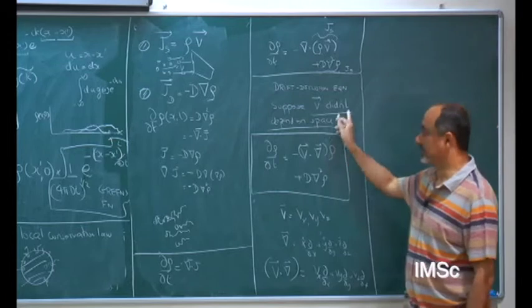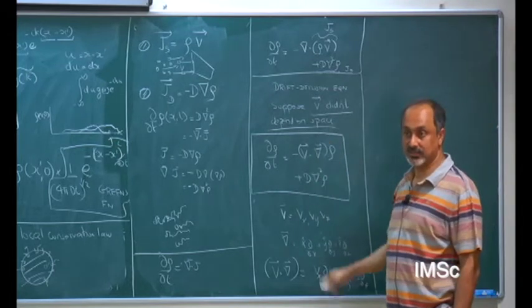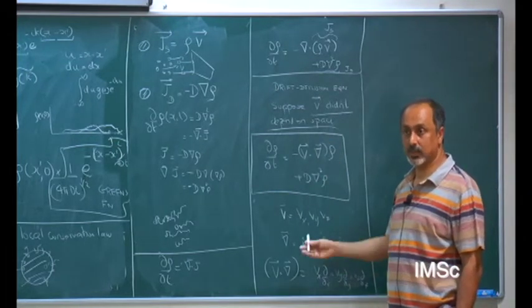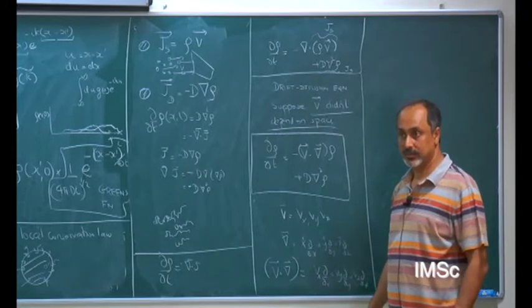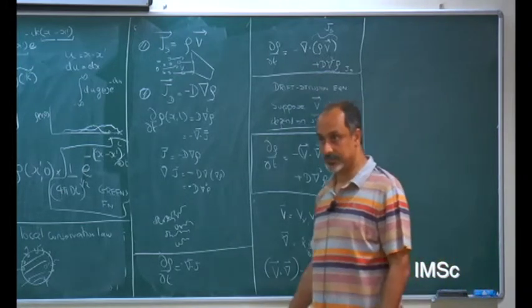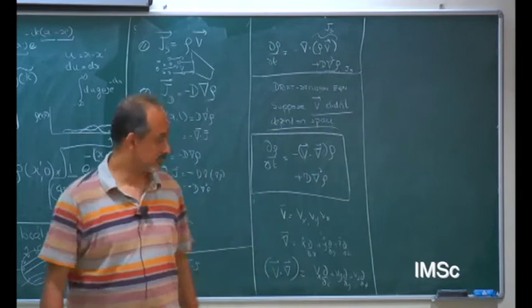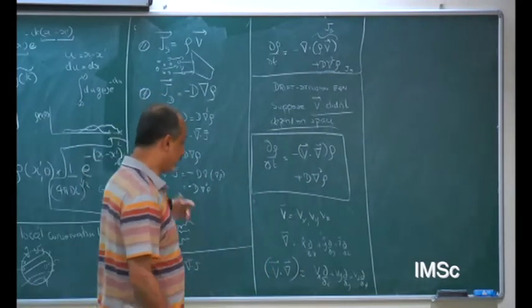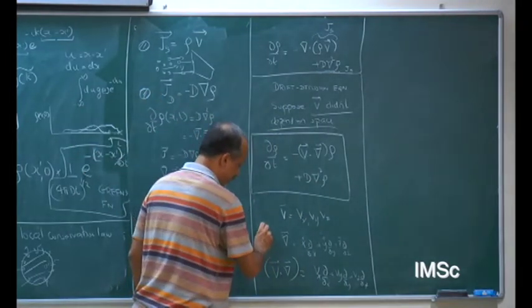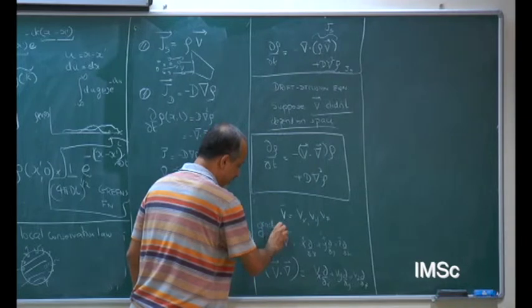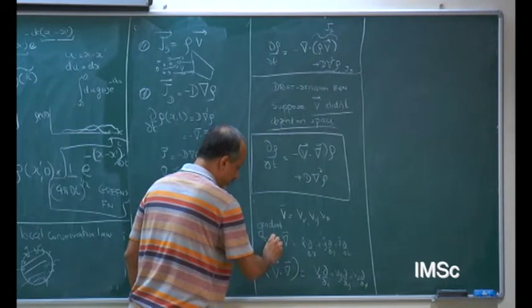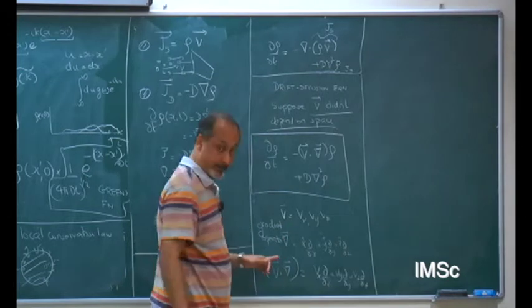And I suggest that you check this, that this actually reduces to this. If v is a constant, it can always be written in this particular form. That is the divergence. This is called the gradient operator. It's a divergence only if it operates on a vector.